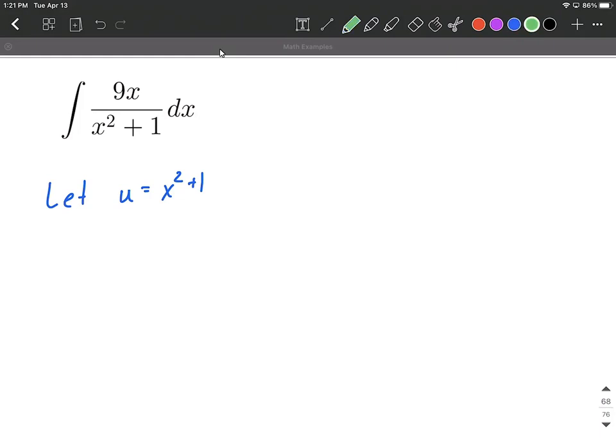And then we take the derivative of both sides of this equation we've set up. So we get 1 du equals, using the power rule, 2x dx. I left off the plus 0, the derivative of our constant.